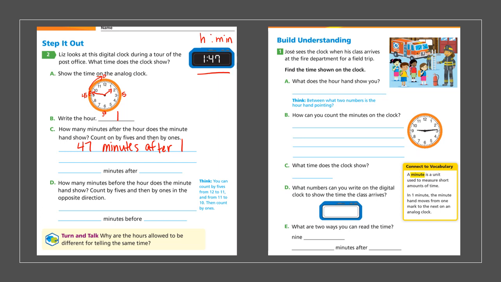How many minutes before the hour does the minute hand show? Count by 5s and then by 1s in the opposite direction. So now they want to know, how much time is it till the next hour? So how much time is it until you reach 2 o'clock? And they're asking us to count backwards, so let's go with a different color and let's see. Well, it's 5, 10, 11, 12, 13. So there's 13 minutes to the next hour. So the way we would write that is we would say 13 minutes before, what's the next hour? 2.